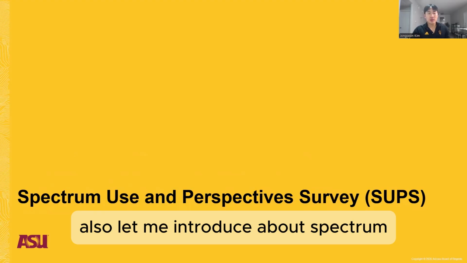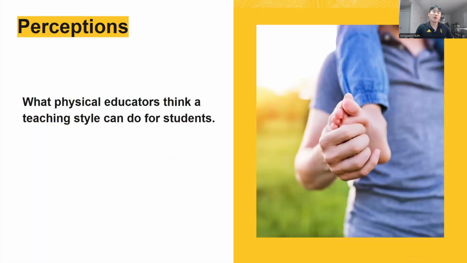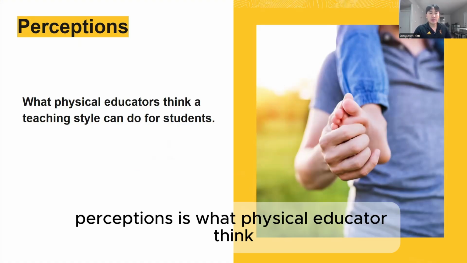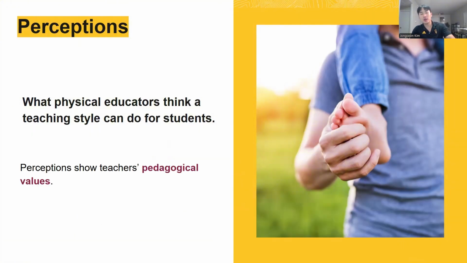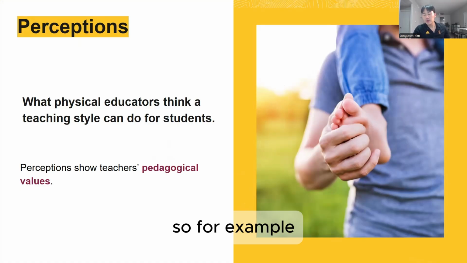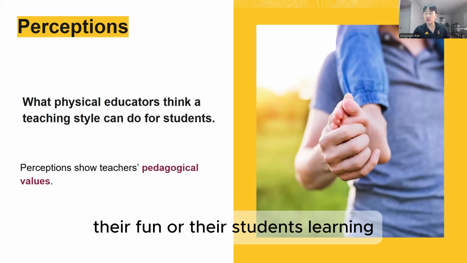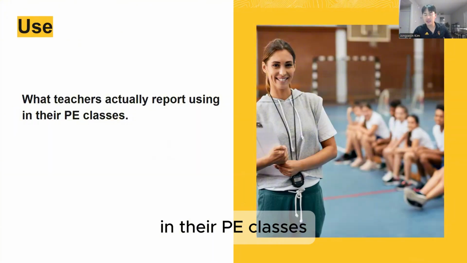Also, let me introduce the Spectrum Use and Perspective survey. We call this the SOUP survey. First, perceptions are what physical educators think a teaching style can do for a student. So perceptions show teachers' pedagogical values. For example, a teacher can think teaching style A is good for their students' motivation, fun, or learning. And use is what teachers actually report using in their PE classes.